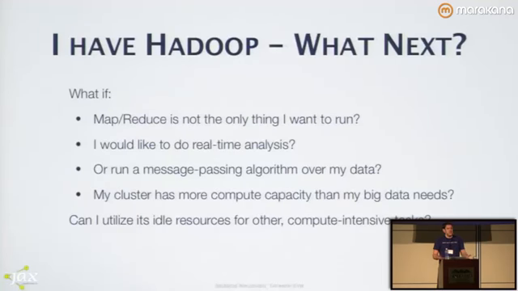Maybe I want to run something more than MapReduce. Maybe I want to do some real-time analysis. I can't do that with MapReduce, but I might be able to do that with something else, maybe with Storm or some other real-time streaming engine. Or maybe I want to run a message passing algorithm over this data. There's actually a paper that shows that you can compute PageRank in real time using message passing. And with that, your PageRank would be available instantly whenever you see a new page. And you don't have to wait for a long batch job to finish.